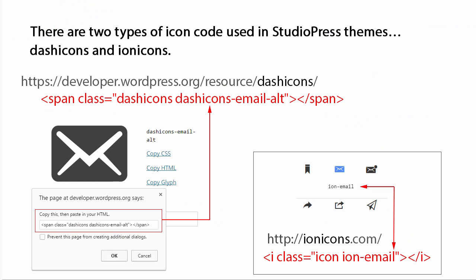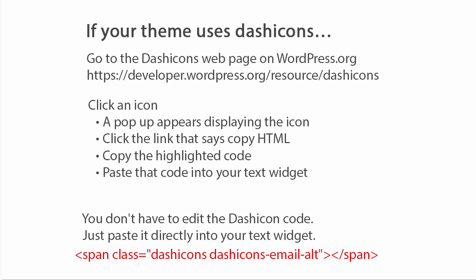Now I know this can get confusing, so I made you some slides. So if you get confused, if you get stuck, just stop the video at this point and carefully read through the slides. The important point is, if you're using dashicons, you copy the full piece of code, this complete piece of code, and paste that into your text widget. If you're using ionicons, you just need this little bit here, that with the hyphen there, and you replace this bit. So read through each one of these.